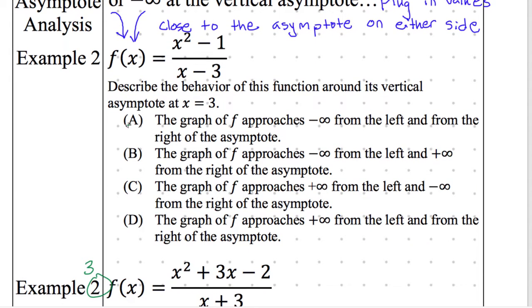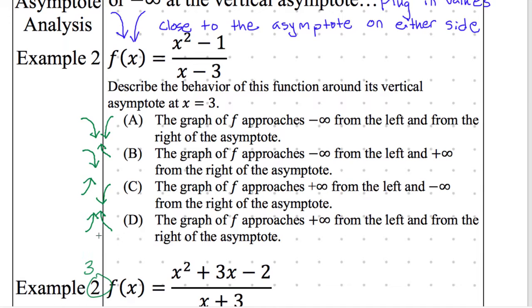I'm going to do a quick sketch of what A is saying. A is saying it approaches negative infinity from the left and the right. So A is saying it has a graph that goes like this. B is saying as I go from the left, I go to negative infinity, and from the right, positive infinity, like this. C is saying the opposite of this, so it goes positive infinity from the left and then negative infinity from the right. And then D is saying positive infinity for both of them. So this is a sketch of D.